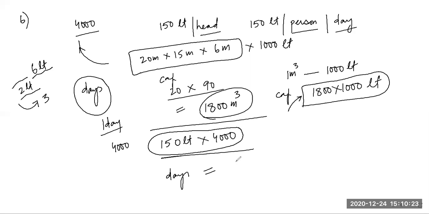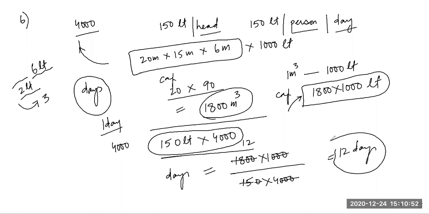So now I will get the number of days as 1800 into 1000 divided by 150 into 4,000. Not 1000, 4000. 3 zeros gone with 3 zeros. So 15 divided by 80, 15 ones are 15, and this will go for 12 days. Is it right, students, or not? 12 days?